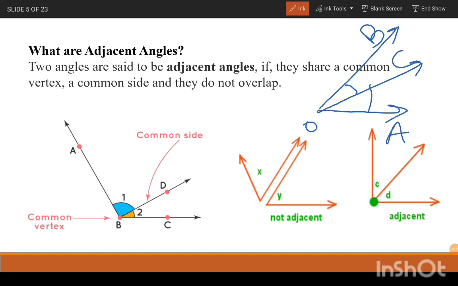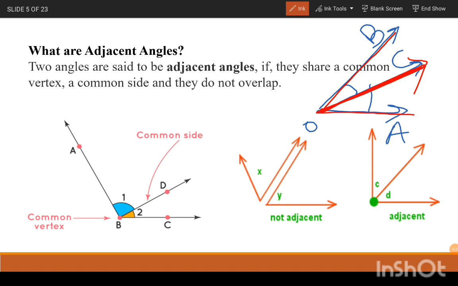That is, both the angles are sharing a common vertex, that is O, and they are sharing a common arm, also a common side, which we say is OC. So OC is with angle BOC also, and OC is with angle COA also, or we can say with AOC also. So they are adjacent angles.